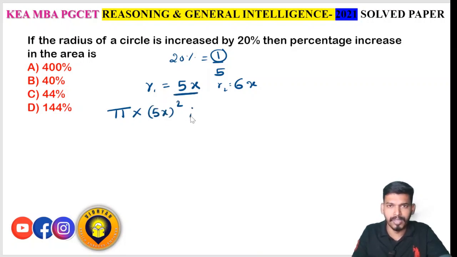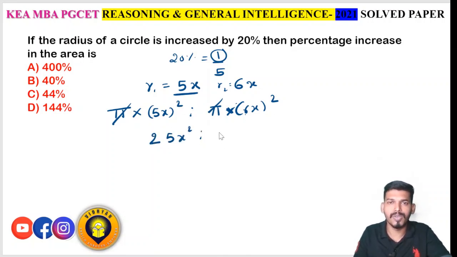Pi into the first radius, 5x square. Then what is the new area? Again pi r square, pi into 6x the whole square. So pi and pi will get cancelled. 5x the whole square is 25x square, ratio 6x the whole square is 36x square. Again x square gets cancelled. Final ratio you will get 25:36.